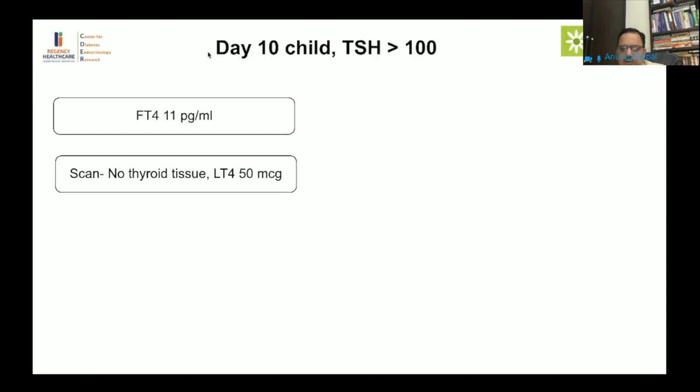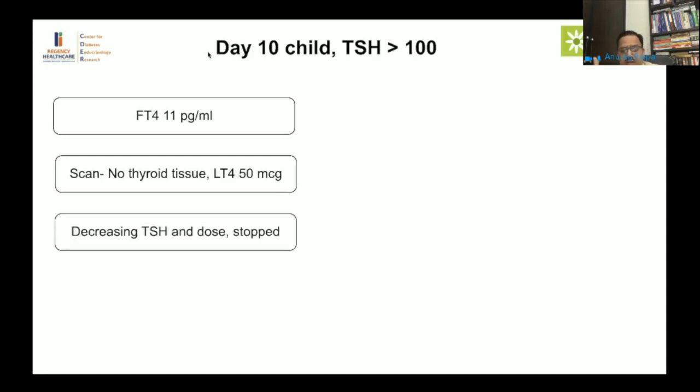Started on a good dose of thyroxine, and subsequently within the next 6 months, the child's TSH kept on decreasing and his dose was decreased and even stopped. And despite stopping the dose, his TSH remained stable. So what do you think went wrong in this case, who apparently had no thyroid tissue on scan, and he had a very high TSH level and seemed to have a reversible form of hypothyroidism? So what could be the possible cause? You can use the chat option to just put in what you think could be a possibility. Was the scan done wrongly, or whether we are dealing with some other transient form of congenital hypothyroidism?